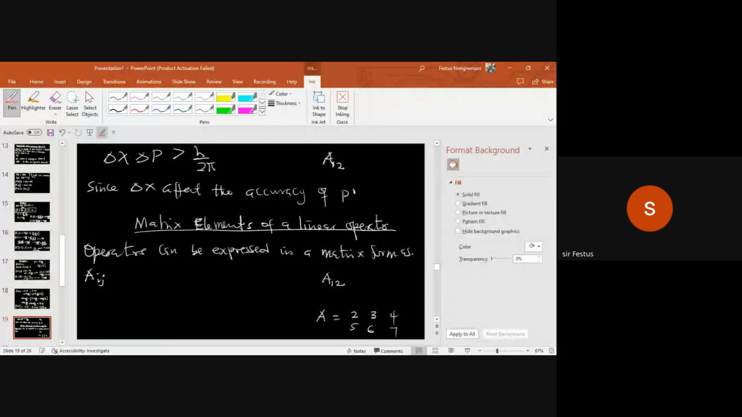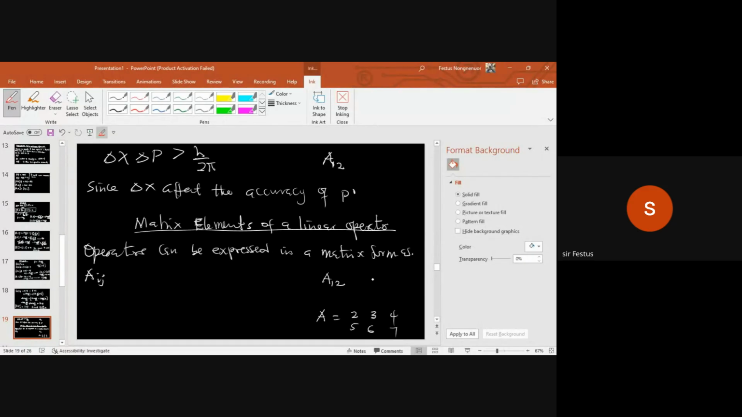So this is what you do. The first row is 2, 3, 4. Now the first column is 2, 5. Second column is 3, 6. Third column is what? 4, 7. So you want the element that is in row 1, but column 2. You understand?